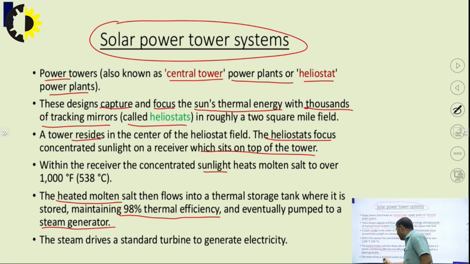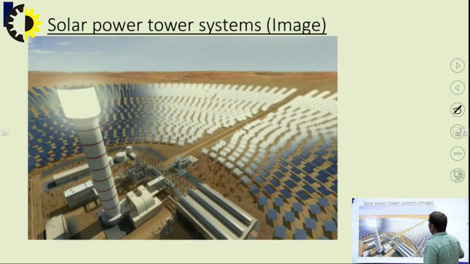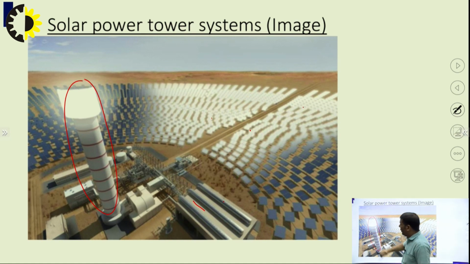So the steam drives a standard turbine to generate the electricity. This is the solar power tower system image you can see here. This is the solar power tower and we have a number of mirrors lying here, and their focal point is toward this central tower.